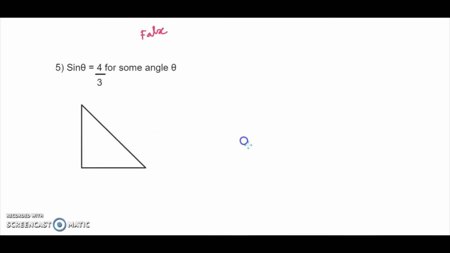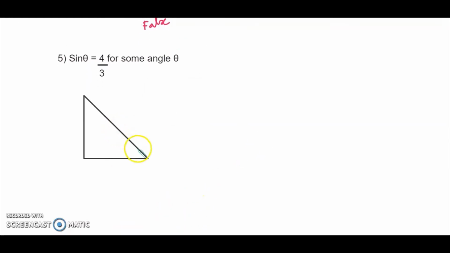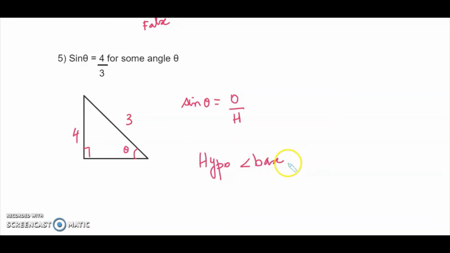Okay. Next: sine theta equals 4 by 3. So suppose this is theta, this is 90. So sine is actually opposite upon hypotenuse, right? So in this case, my opposite is 4 and the hypotenuse is 3. Can the hypotenuse be less than any side of the triangle? No, it cannot be, because hypotenuse is the largest side, or the longest side, of the triangle. In this case, my hypotenuse is 3, which is less than 4, which is not possible. Therefore, the statement is false, right?